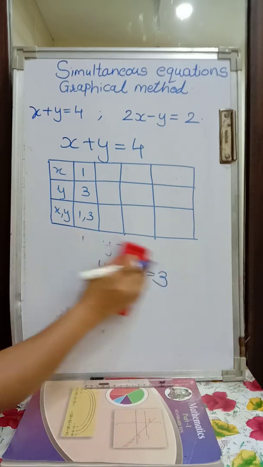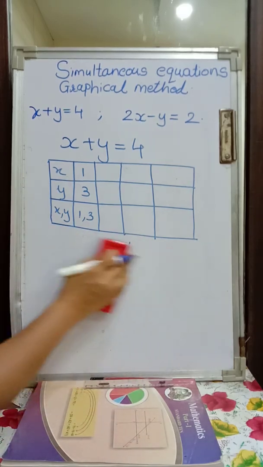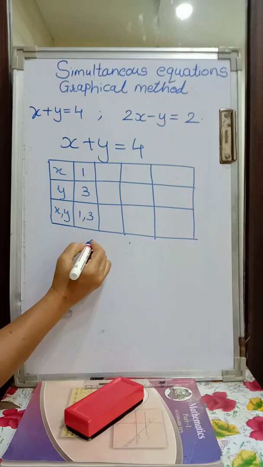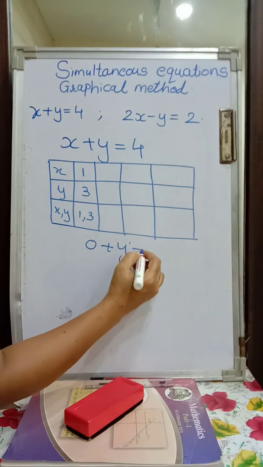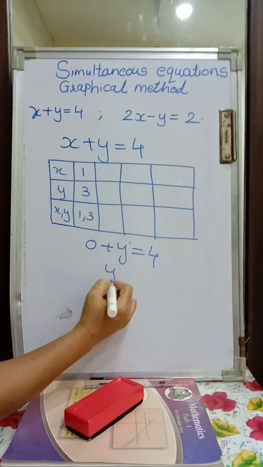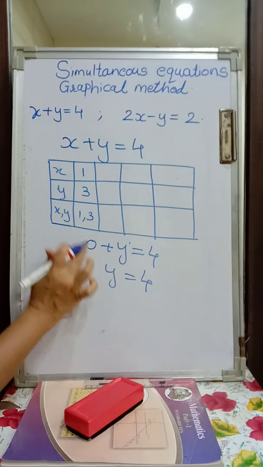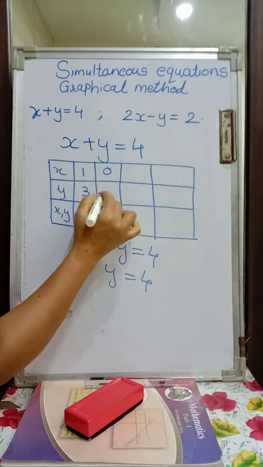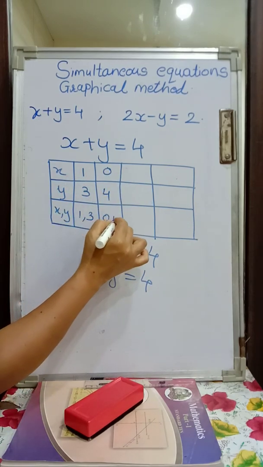Now second, let us write x is equal to 0. So if I put x is equal to 0, 0 plus y will give me 4. So y will be automatically equal to 4. So when x is 0, y will be 4. So you got 0, 4.